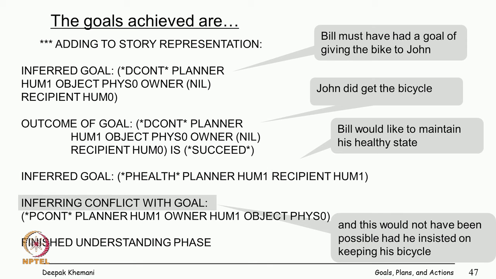It was interfering with the goal of his keeping the bicycle. Earlier we had said that he has this goal of keeping his bicycle, that is why he refused, but his goal of being healthy is conflicting with the goal of keeping the bicycle. So, he has to let go of this bicycle.